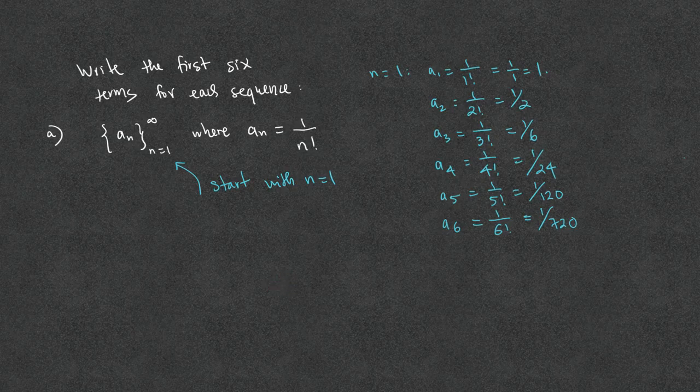A sub n is given by the function 1 over n factorial. So to obtain the terms a sub n, we plug in the input n.